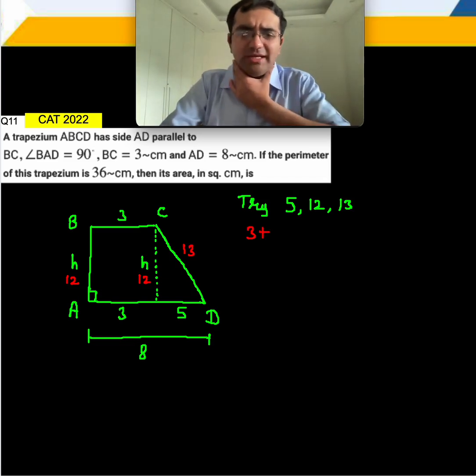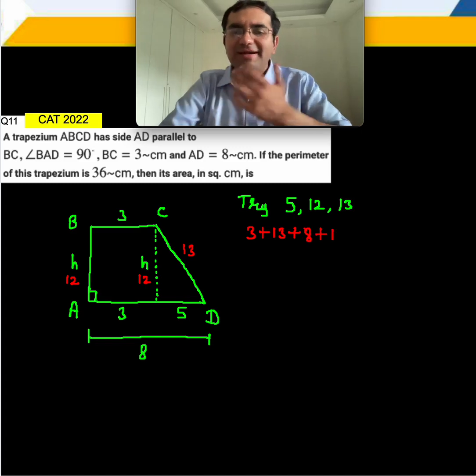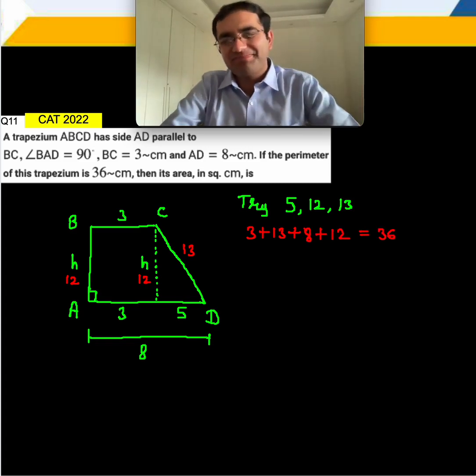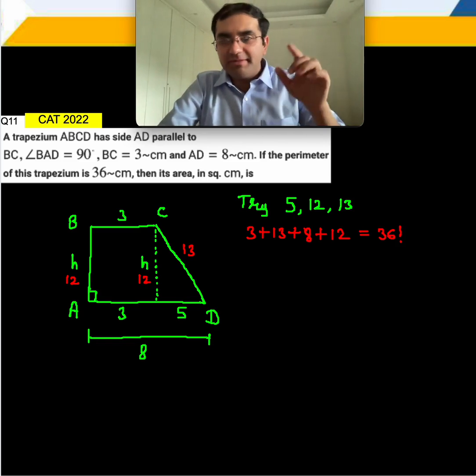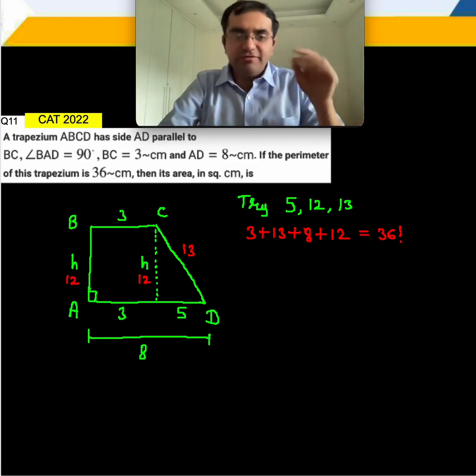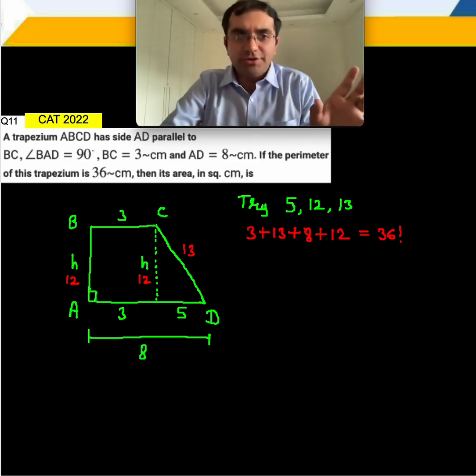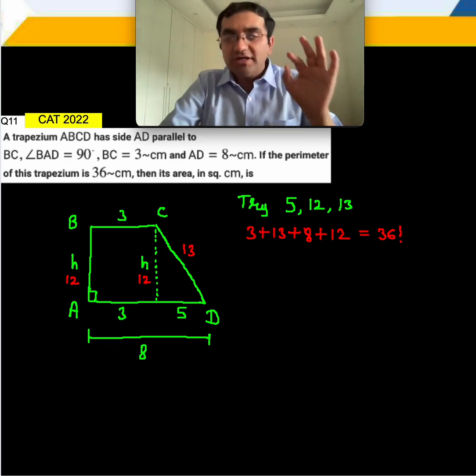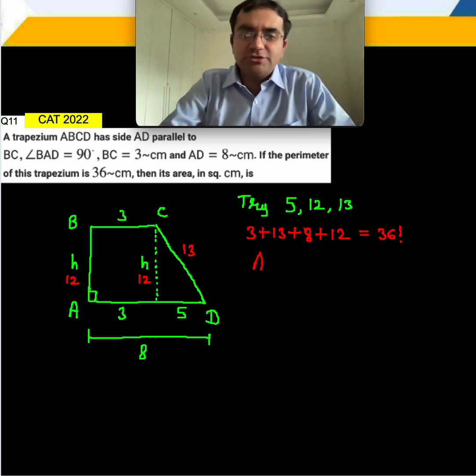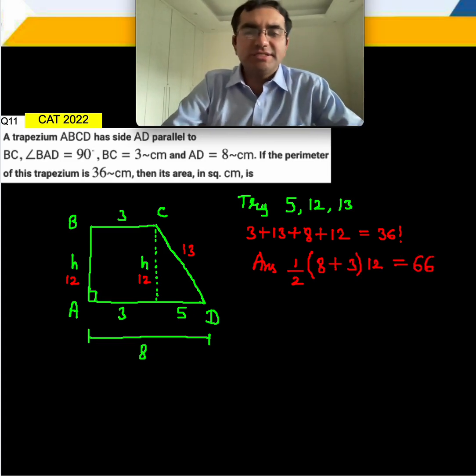So I quickly added all the sides for the perimeter. 3 plus 13 plus 8 plus 12, and I found that it's 36. 36 is the perimeter. That means my tukka, which came from a well-known Pythagorean triplet, for the altitude to be 12 is correct. So the area will be half the sum of parallel sides, 3 plus 8, into 12. The answer is 66 for question number 11.